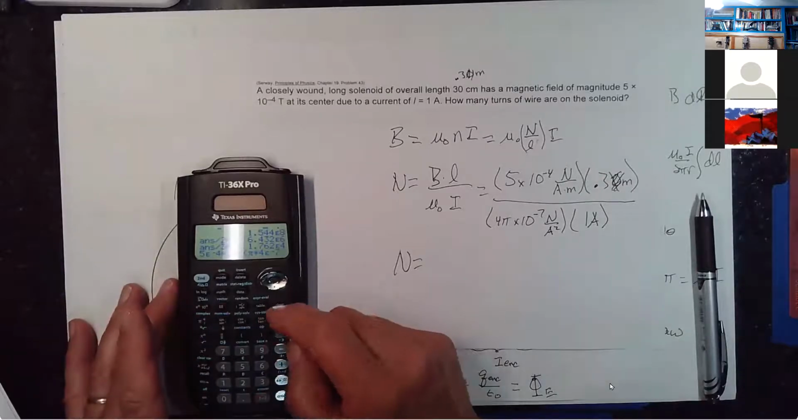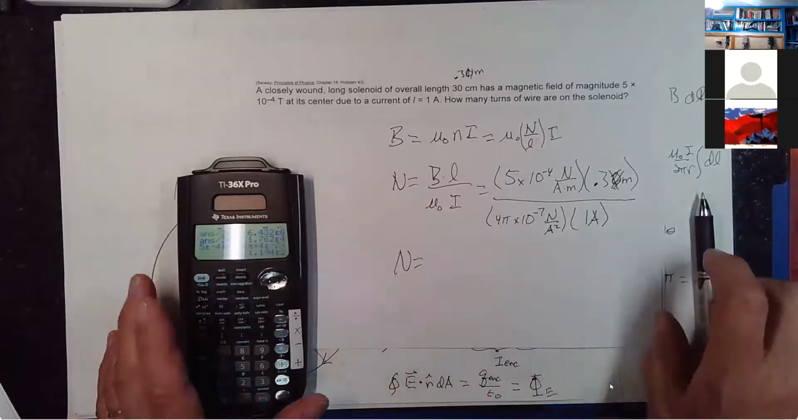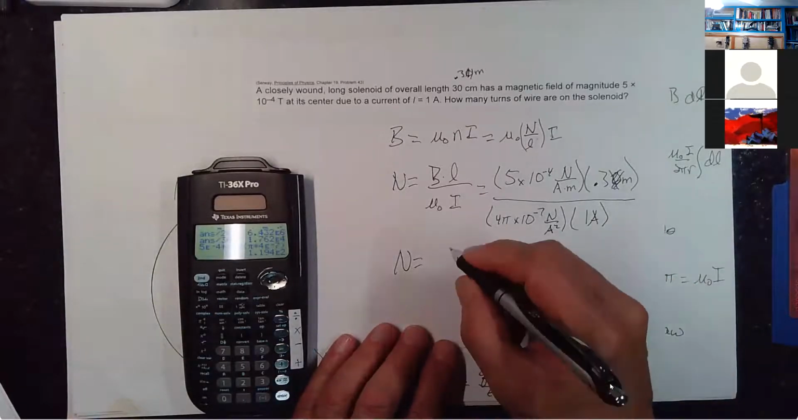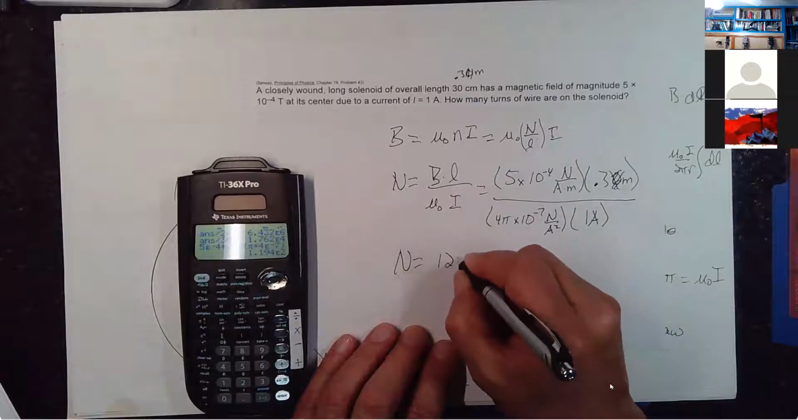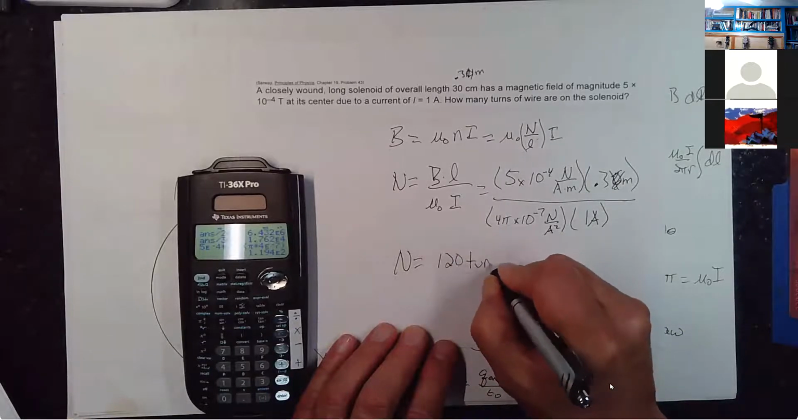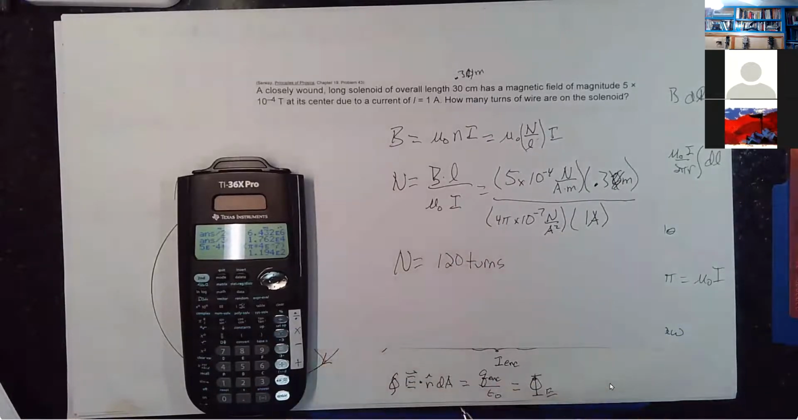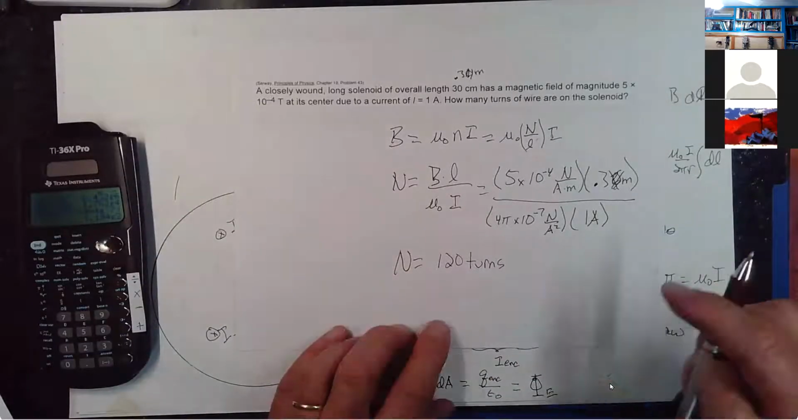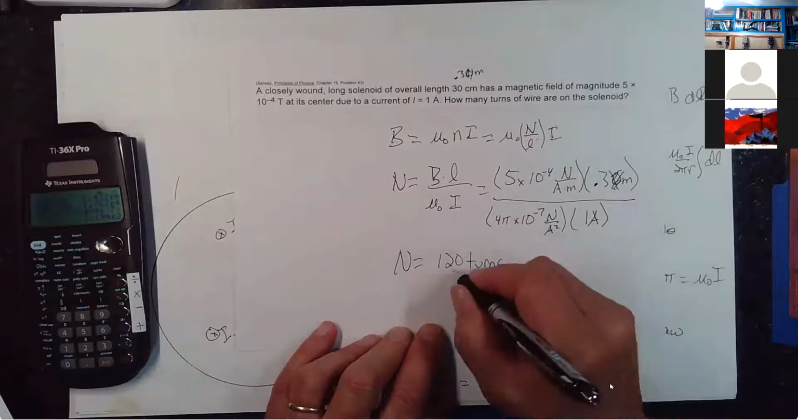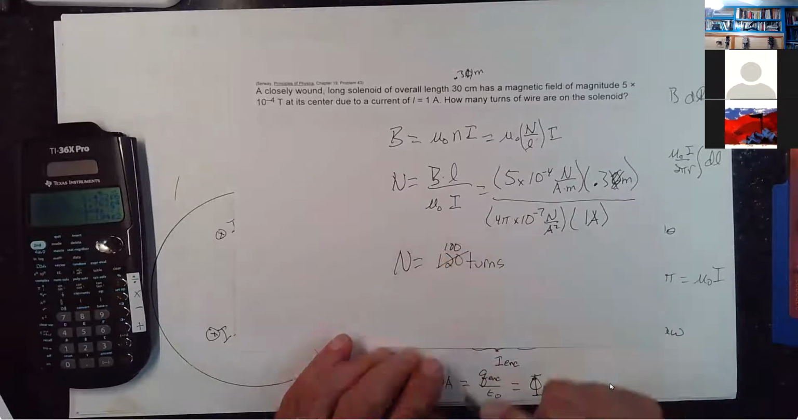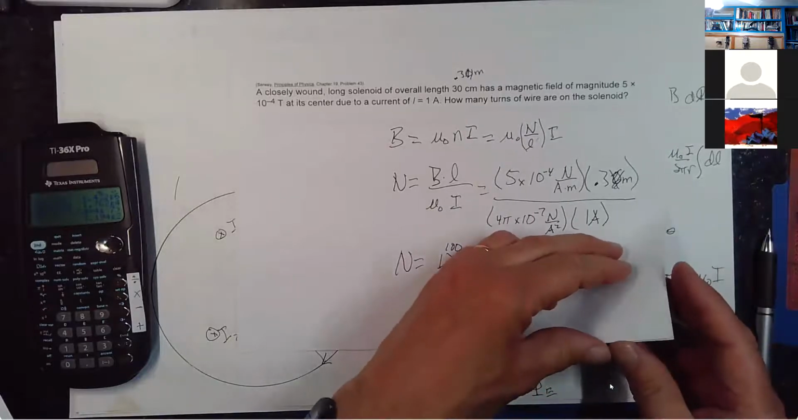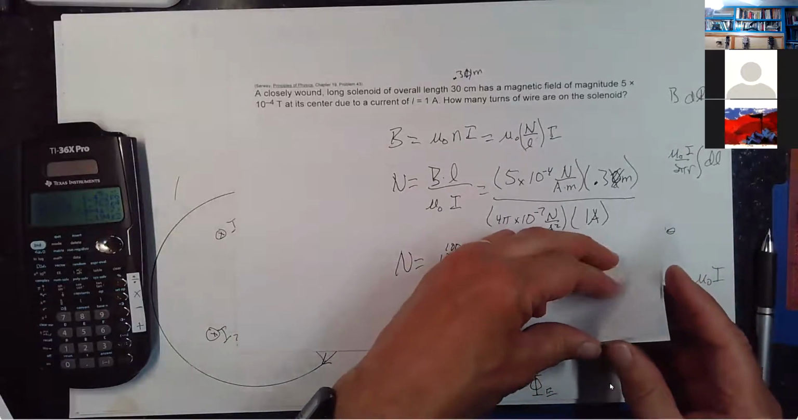Pi times 4 times 10 to the minus 7th. Then I get something like about 120. Now that's actually 2 sig figs, so you could round that to 100 turns anyway, but in fact, maybe that'd be better. Consistent on our units. So that's how you would do that. That one's not too bad.